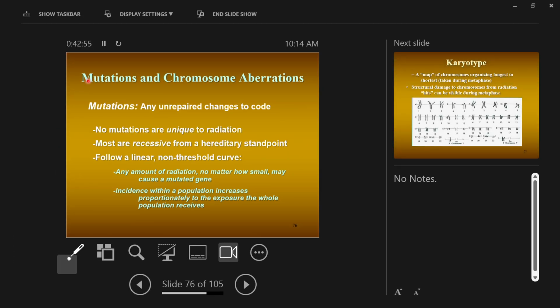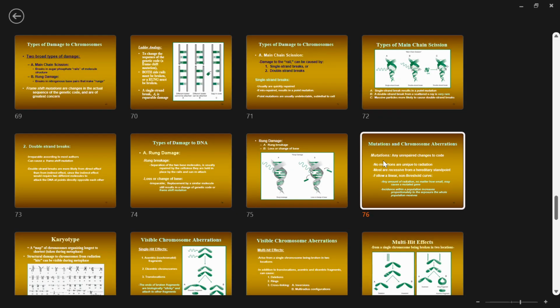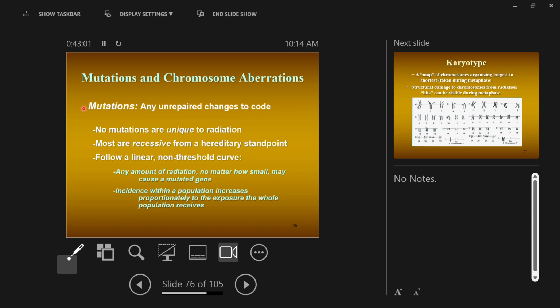Okay, some final notes on mutation before we try to move on a little bit from that. Mutations are unrepaired damage, right? So that first one where one side of the rail was broken, that's not a mutation because that damage can be repaired and the genetic code is not altered. So mutations are unrepaired changes to code. This is sort of what I was saying earlier. No mutations are unique to radiation. So there's nothing special about radiation in the type of mutations that it causes. The type of mutations radiation causes are the same type of mutations that are already manifesting in us all the time, okay? Now, most mutations repair themselves naturally.